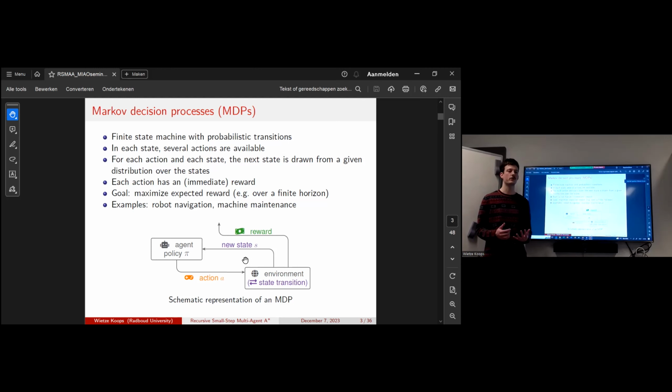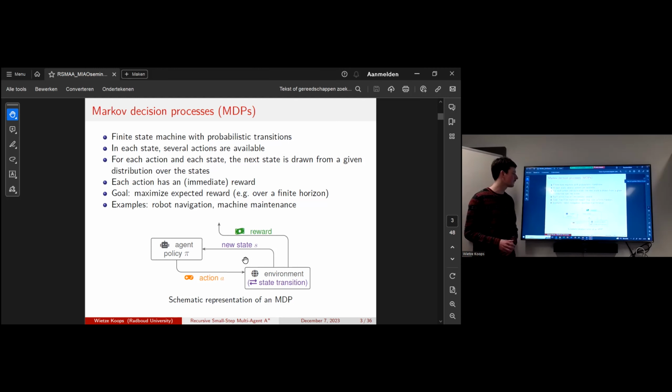Examples of such MDPs include robot navigation, where the states are the cells of the grid, so the state tells you where the robot is, and the robot wants to go from A to B. You have machine maintenance, where there are several deterioration states. You have a state that says the machine is still completely good, a state that says the machine is completely broken down, and some states in between. Then you have to decide whether you want to maintain it or risk that at the next stage it will completely break down. A complete failure of your machine will give you a larger cost than if you just maintain it before it breaks down completely.